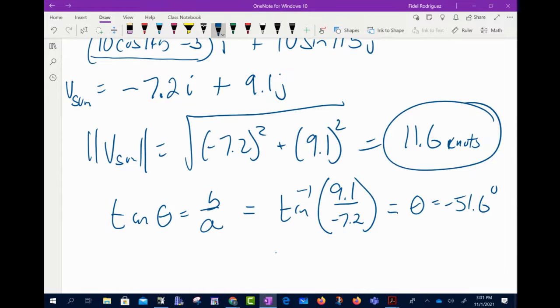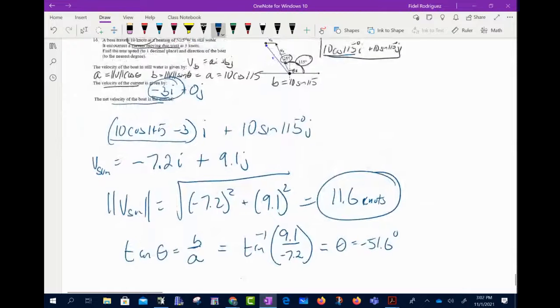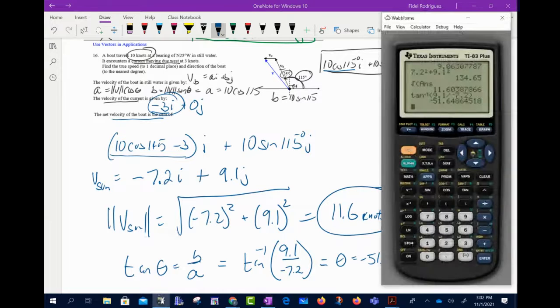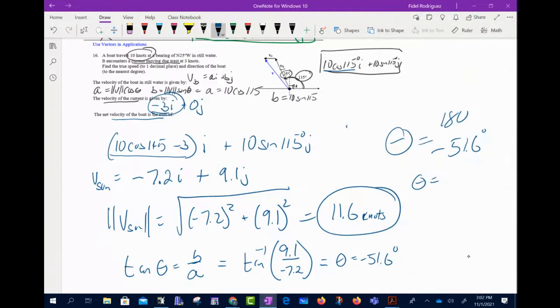Guys, let me ask you a question. What quadrant are we in? Look at the picture. Quadrant 2, right? So we wanted to write our answer in quadrant 2. We could just take 180 minus 51.6 degrees because we are in the second quadrant. So 180 minus 51.6, and that's giving me 128.4.